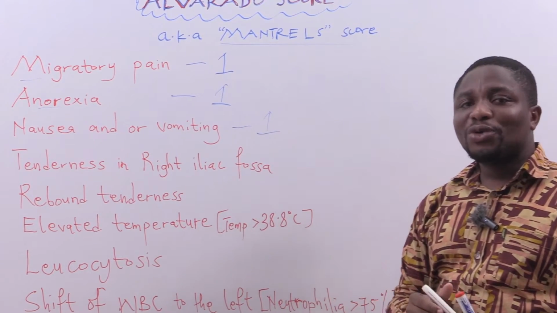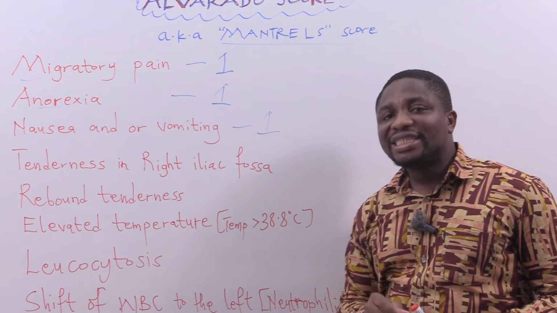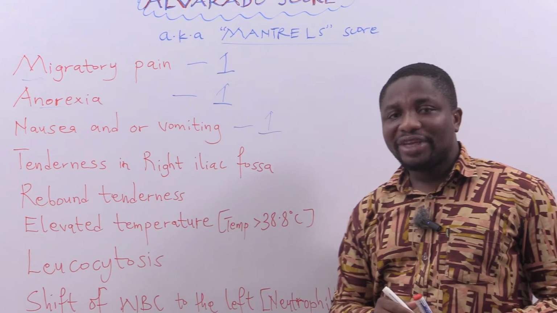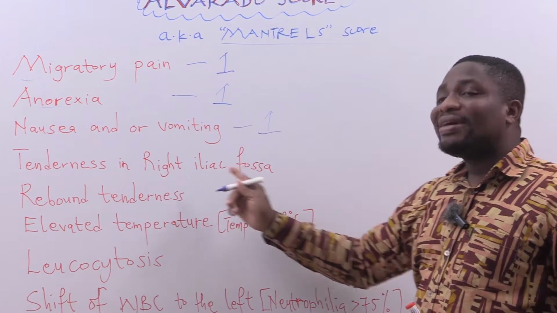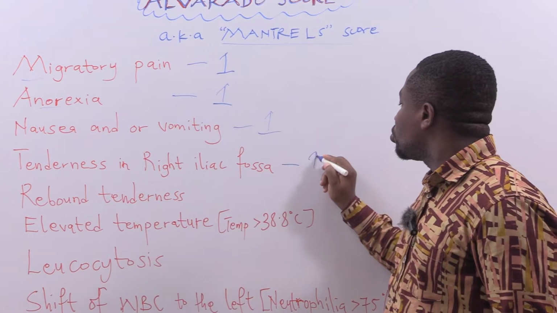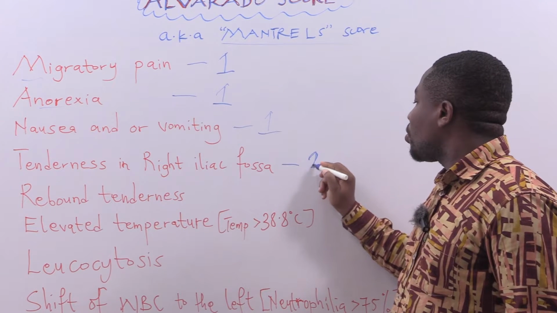Tenderness in the right iliac fossa. That is correlating to the McBurney sign that we spoke about in our previous video. If there's tenderness in the right iliac fossa, we'll give a score of 2. This time around, we'll give a score of 2.